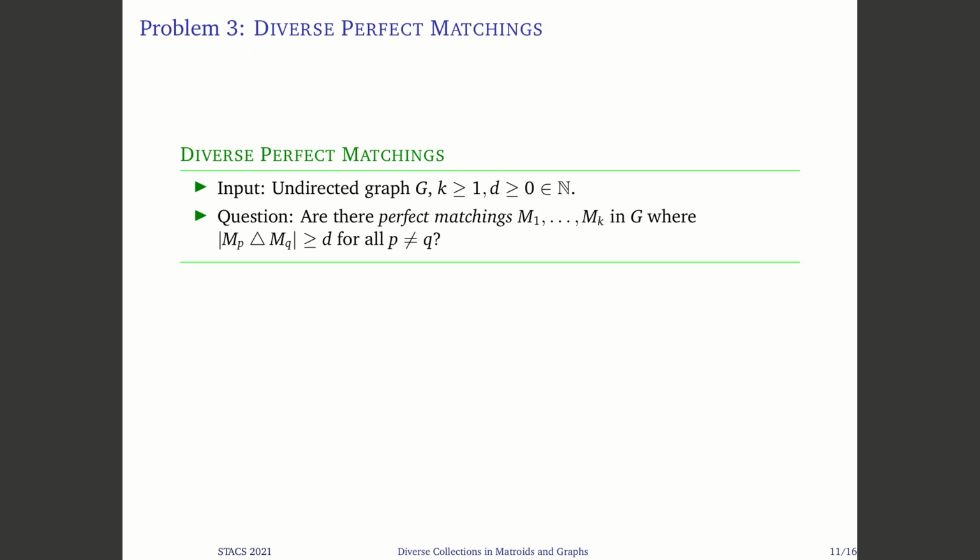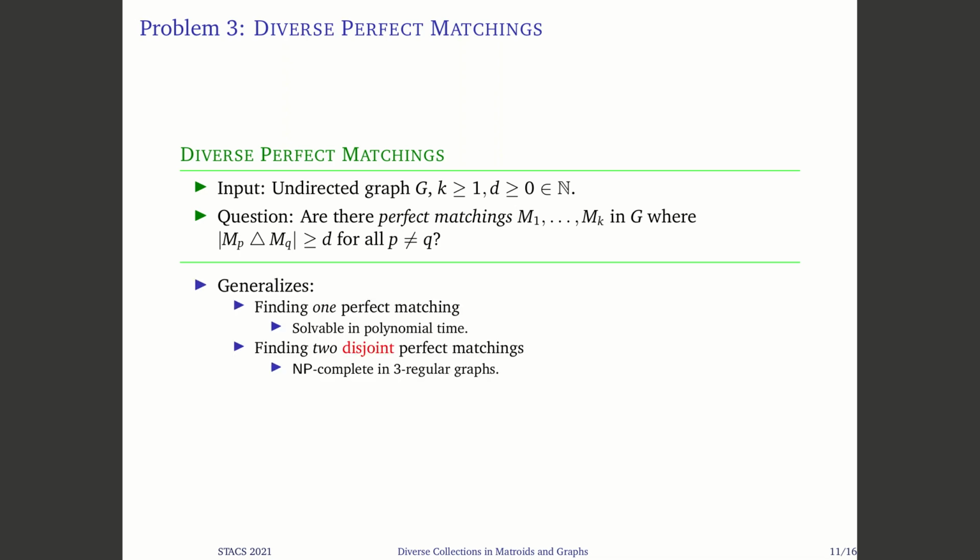The third problem that we take up is a graph problem. It's called diverse perfect matchings. The input is an undirected graph G and two numbers k and d, and the question is, is there a collection of k perfect matchings M1 etc. Mk in the graph such that the number of edges in the symmetric difference of any pair of these is at least d.